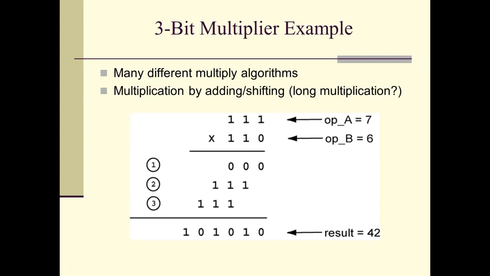So this is a 3-bit multiplier example. Once again, many different algorithms to do multiplication with, but we are using this one. And so this is adding and shifting. That's kind of what you've been used to for all this time, and it's no different than anything you've always done before. It's just using binary.